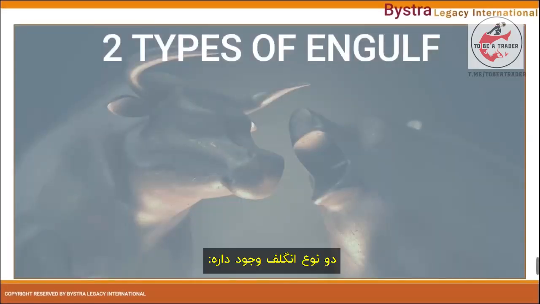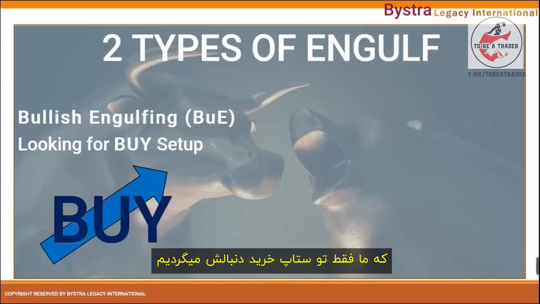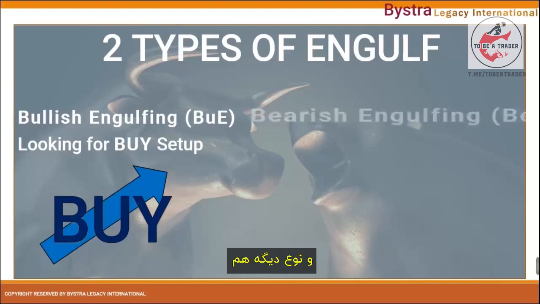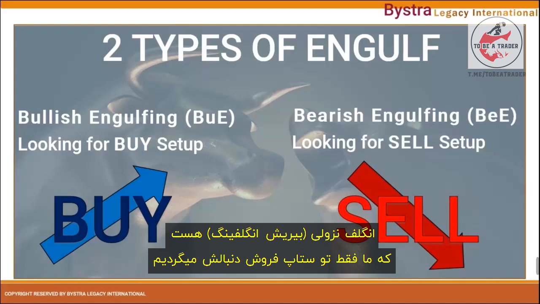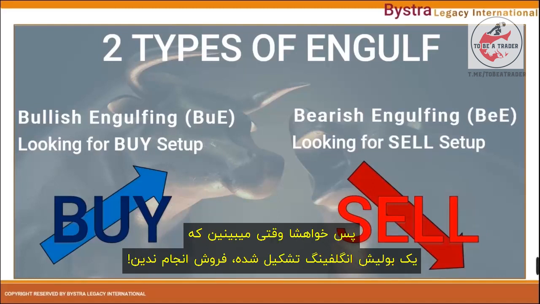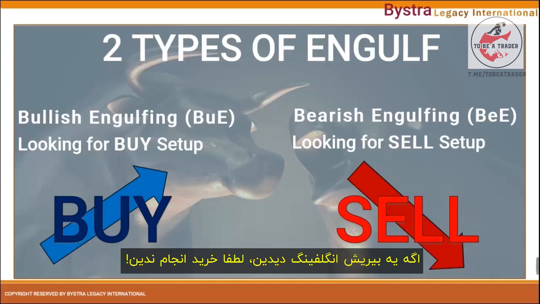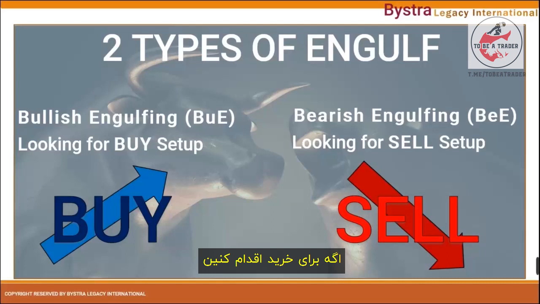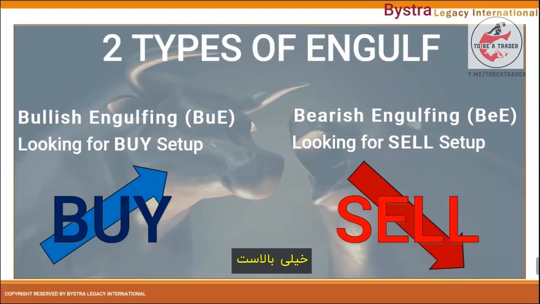There are two types of engulfing. First is the bullish engulfing, where we will only be looking for buy setups. The other one is the bearish engulfing, where we will only be looking for sell setups. Please do not go and sell if you see a bullish engulfing formed. Vice versa, for a bearish engulfing, please do not go and buy. This will go against the trend, and the chances of you making a loss are very high.